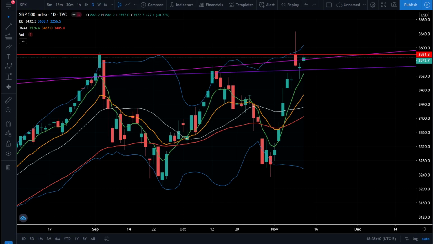In tonight's episode, we'll do some stock market technical analysis. We see the S&P 500 broke above our trend line but is still failing to form a new all-time high.